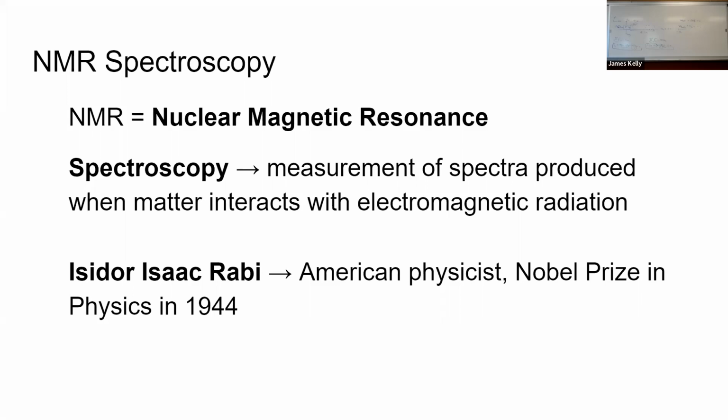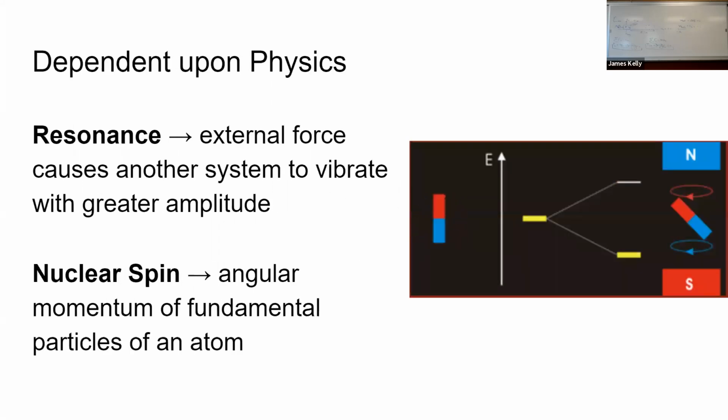So one of the main individuals we have to thank for this revolutionary technique used in chemistry is physicist Isidore Isaac Rabi, who was an American physicist that won the Nobel Prize for discovering nuclear magnetic resonance in 1944. And specifically, NMR builds on two other concepts in physics, which are resonance and nuclear spin. So resonance is a phenomenon that occurs when an external force causes another system to vibrate at a greater amplitude. And then nuclear spin refers to the angular momentum of a fundamental particle of an atom.